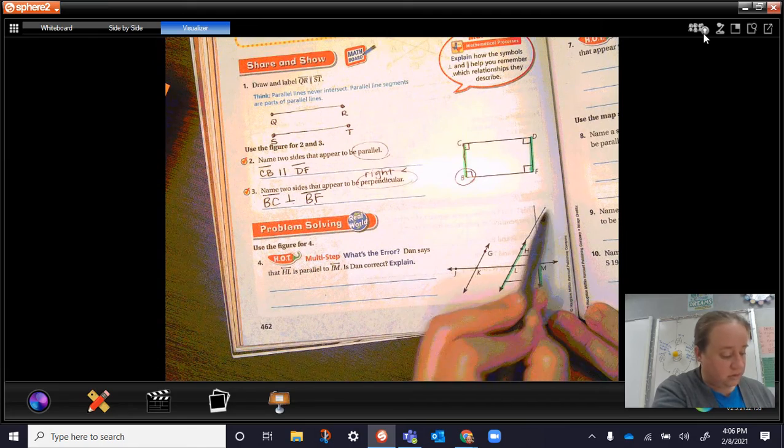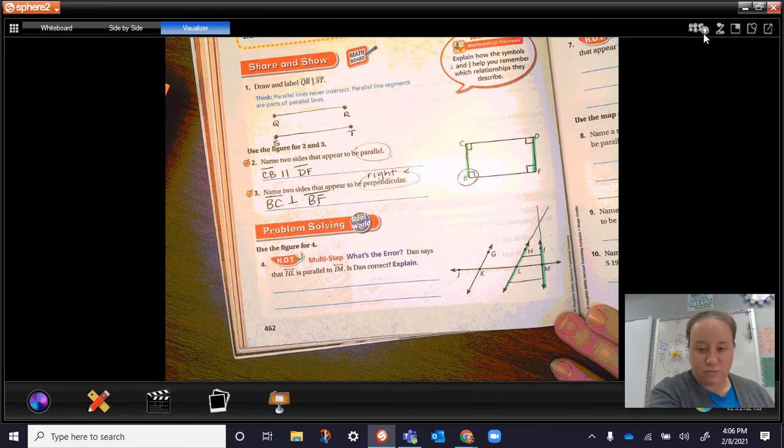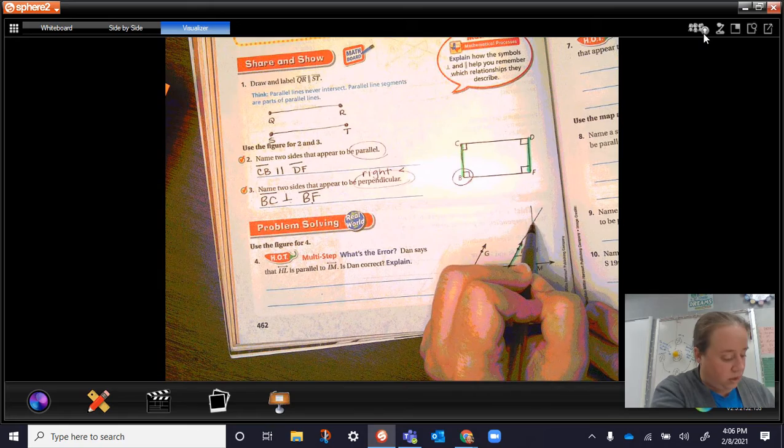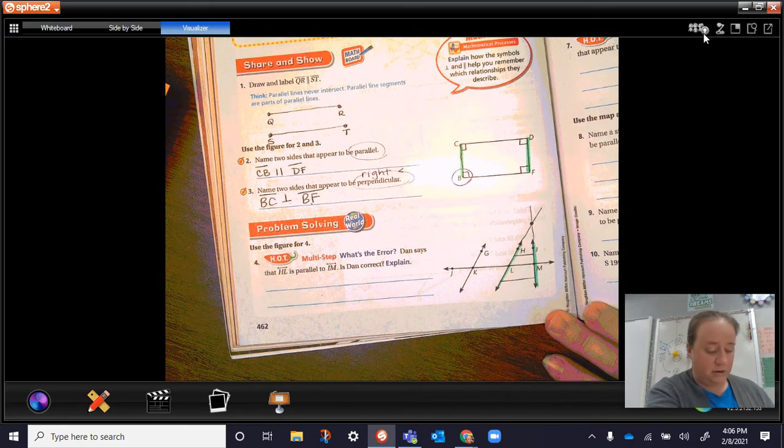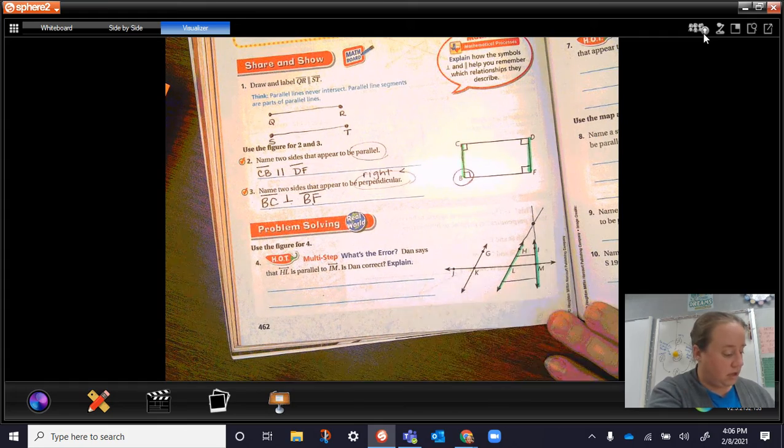If you extend those lines and show that they keep moving in those directions, they will eventually touch at this point here. So because they're going to eventually touch, they are not parallel.